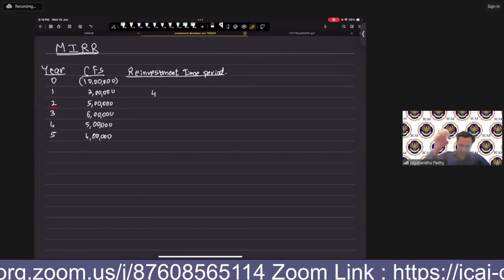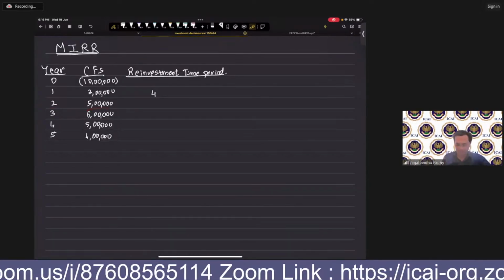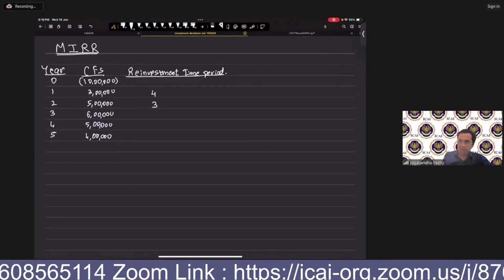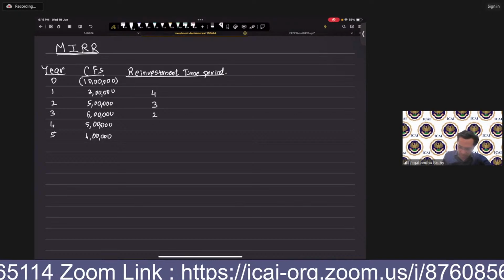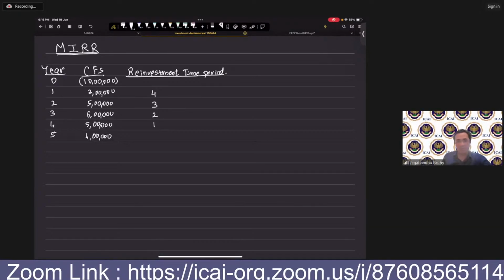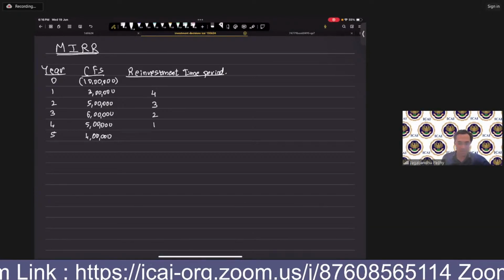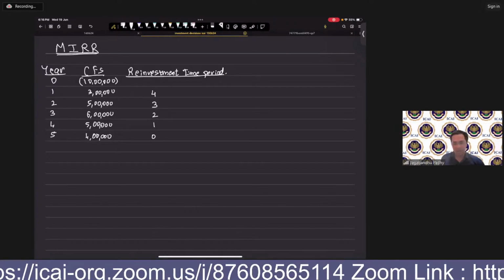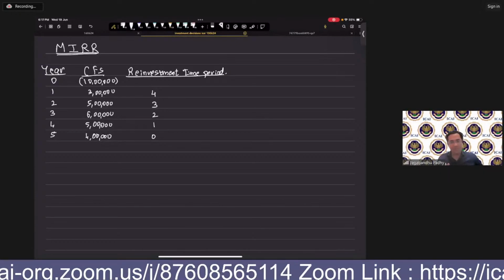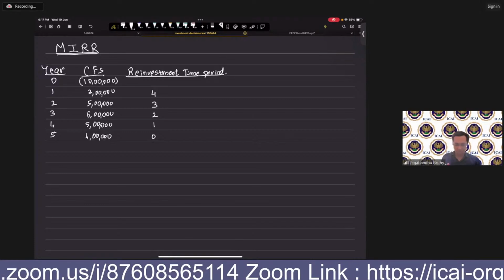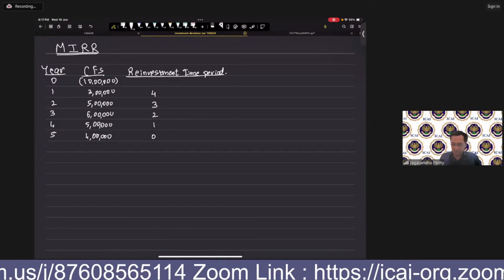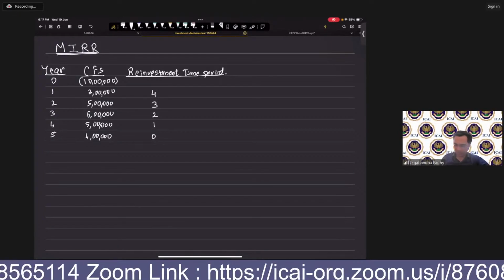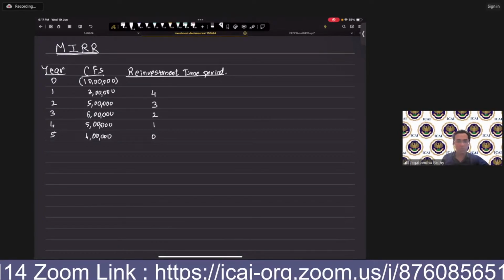In the second year, the cash flow that you're receiving will be reinvested for 3 years, right? Then the third one will be reinvested for 2 years. The fourth one will be reinvested for just 1 year. And the fifth cash flow won't be reinvested because that's the end of the project, right? So now, since we have got this reinvestment schedule, we would like to know what is going to be the maturity of these cash flows.